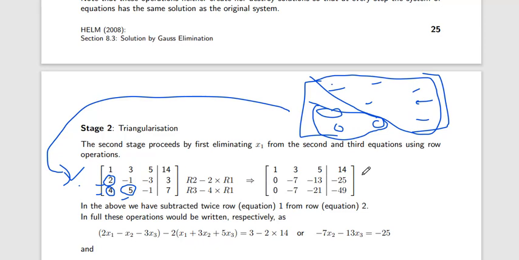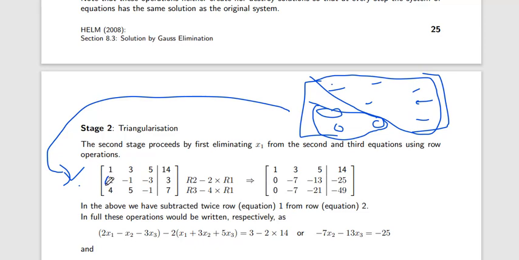Then we simply go to stage 3, the process of back substitution. After back substitution we will get the answers for x1, x2 and x3. So how do we get these values as 0? We only use row operations, not column operations. Column operation is not possible in the Gauss elimination method.